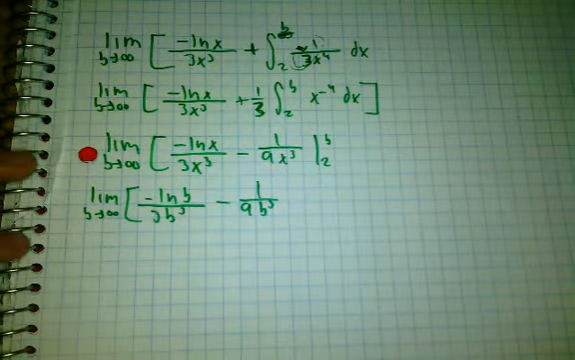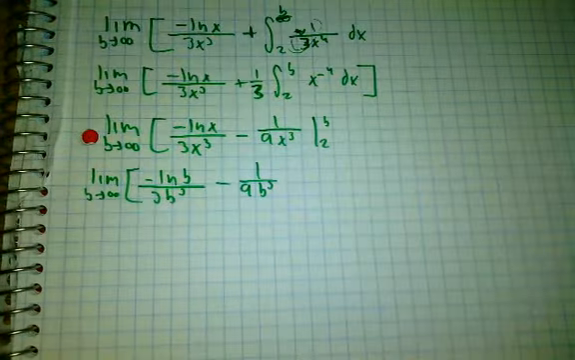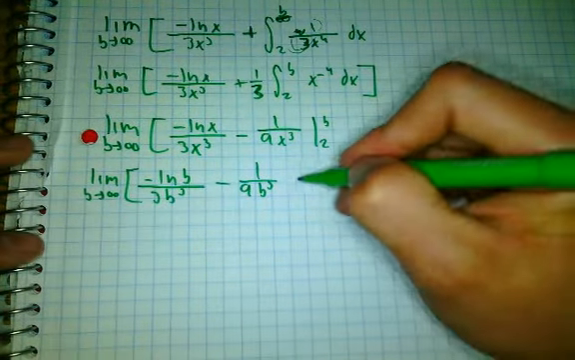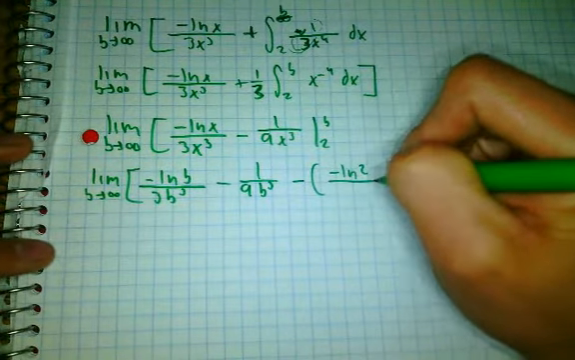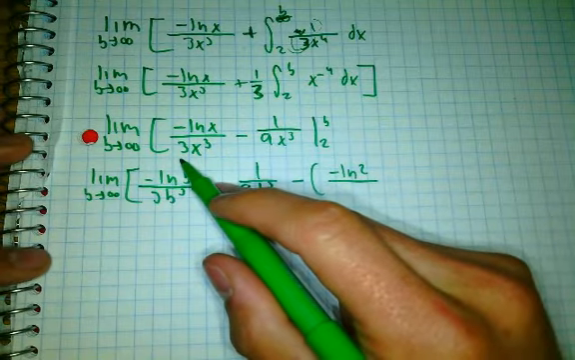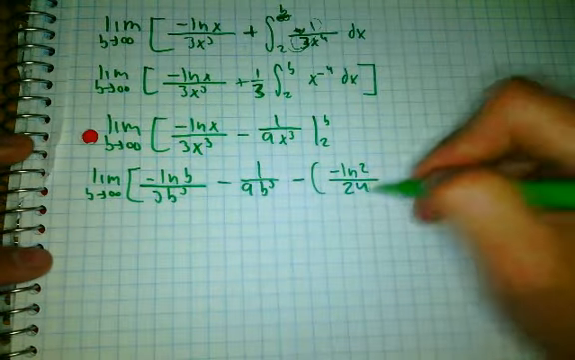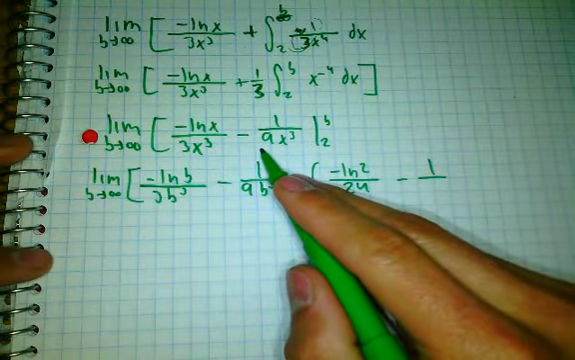Once I integrated, it became negative. And then minus negative natural log of 2 over 2 to the third power times 3, which is 24. Minus 1 over 2 to the third power, which is 8, times 9, is 72. Okay.